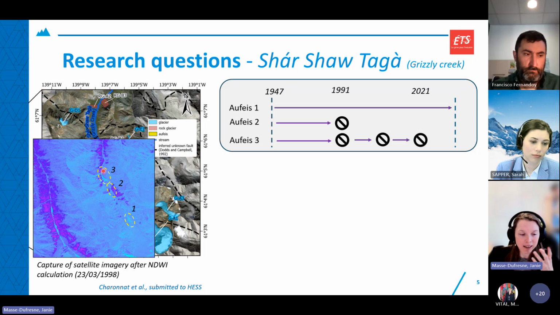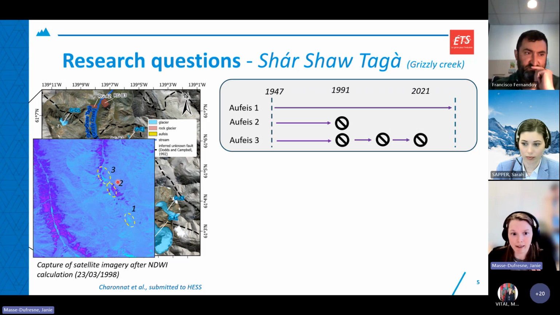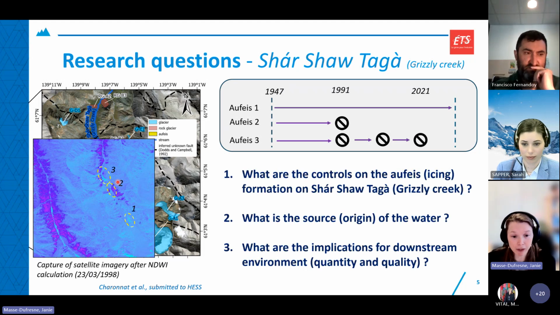We've been interested to understand how these aufeis are forming, and why they are not always forming. The first aufeis has been forming since the middle of the century, and is still forming almost every winter. But the other two are tending to disappear, or forming and not forming anymore. And this is what has shaped the work that we've been doing on the field.